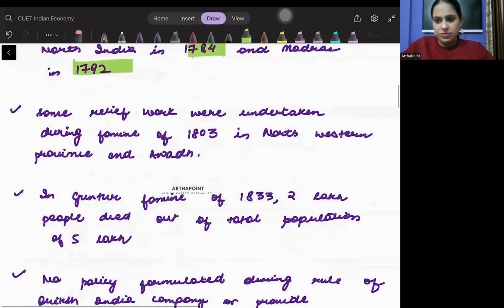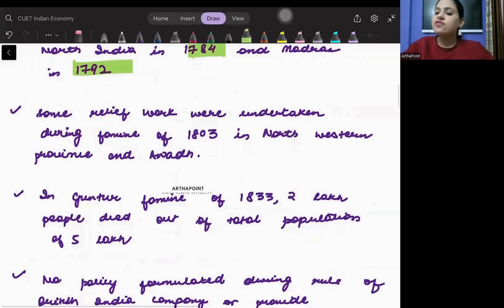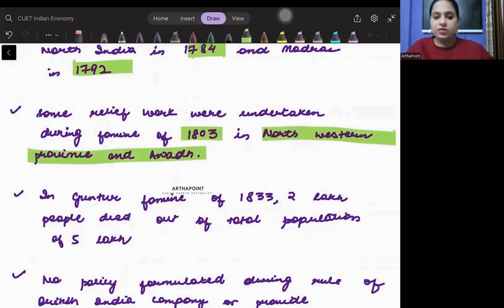कुछ रिलीफ वर्क ब्रिटिशर्स ने किया था, बट वो रिलीफ वर्क बहुत ही कम था, और बहुत बारी ऐसा होता था कि जिस टाइम तक रिलीफ वर्क इंट्रोड्यूस किया जाता था उतना लेट हो जाता था that ultimately people would have just died, right? So some relief work was undertaken during the famine of 1803 in northwestern province and Awadh.